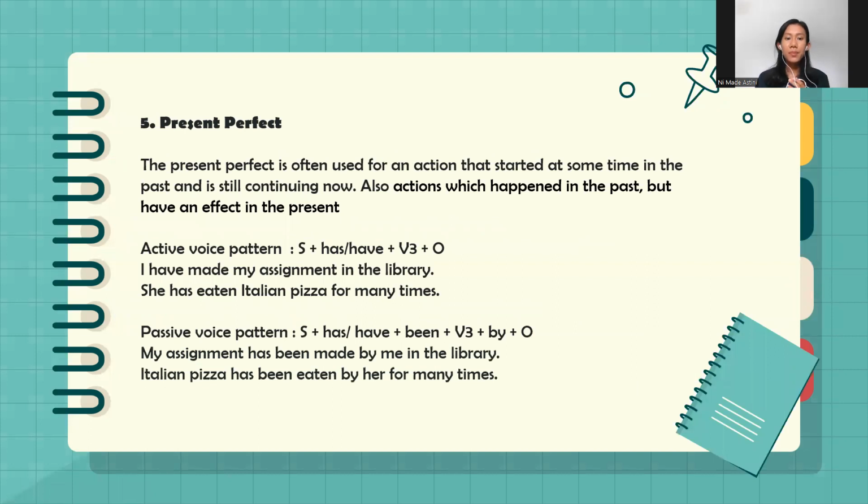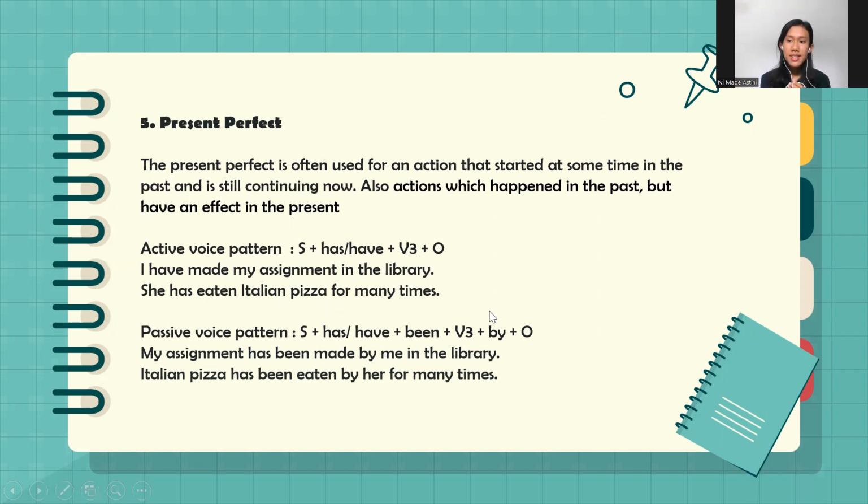Present perfect. The present perfect is often used for an action that started in the past and still continues until now. Also, for an action which happened in the past but has an effect in the present. So the pattern is subject plus has or have plus verb 3 plus object. For example: I have made my assignment in the library, and she has eaten Italian pizza many times.